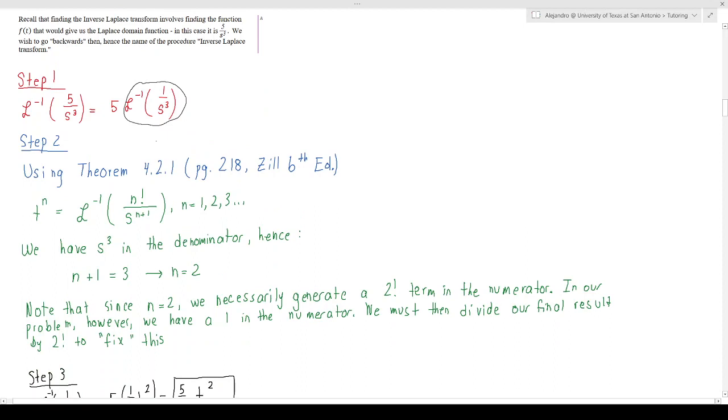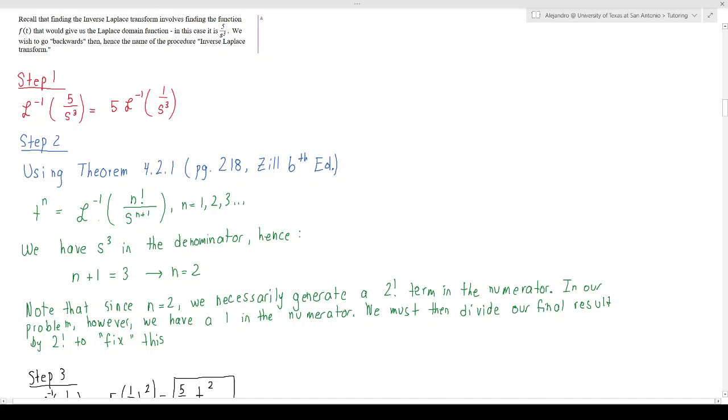Step 2 is selecting the right theorem. This is theorem 4.2.1. We're going to select the right equation from this theorem. This is the table of inverse Laplace transforms, and it's on page 218 in the textbook.